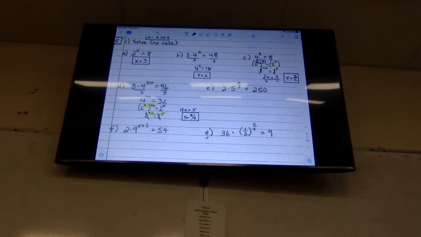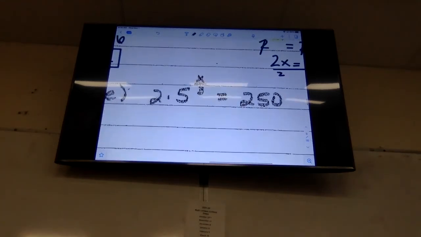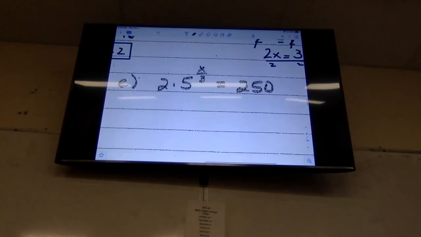All right, you ready for the next one? I'm going to have you try a couple on your own, and then I'll come back. What should I do first here? Divide by 2. So I've got 5 raised to the x over 3 equals 125. I can't write 5 as a number to another power, but can I write 125 as 5 to some power? Yeah. 5 to the third.